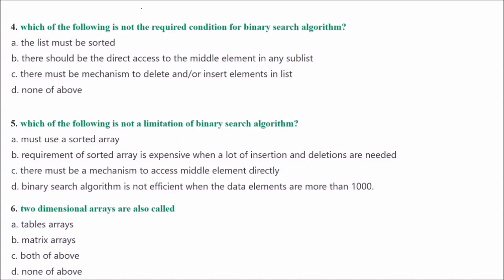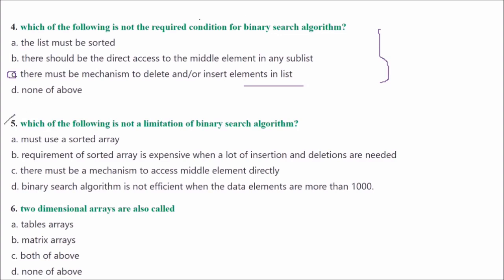Next is which of the following is not the required condition for binary search algorithm? So these are options for you. Please read them very carefully and try to answer. Which of the following is not the required condition for binary search algorithm? The answer is C. There must be a mechanism to delete or insert elements in list, not the required condition.